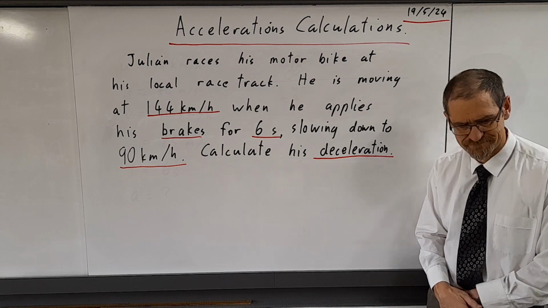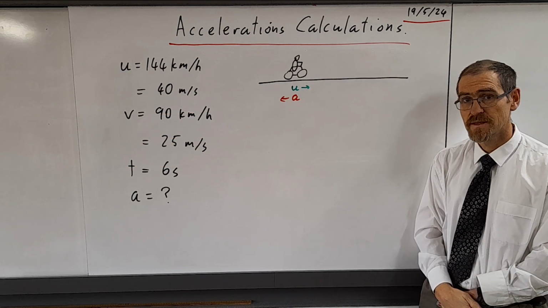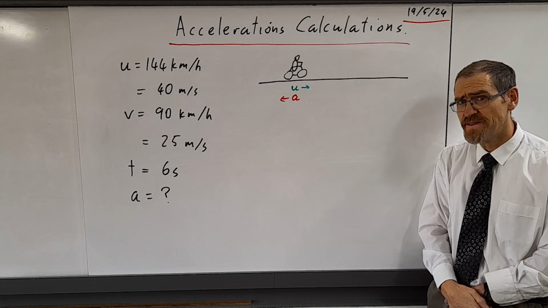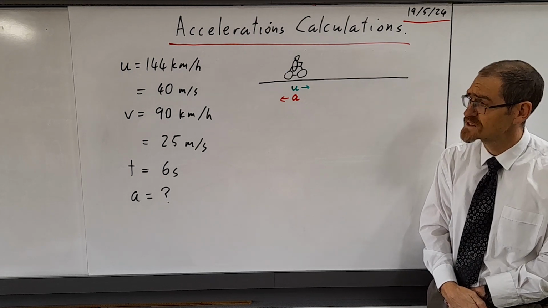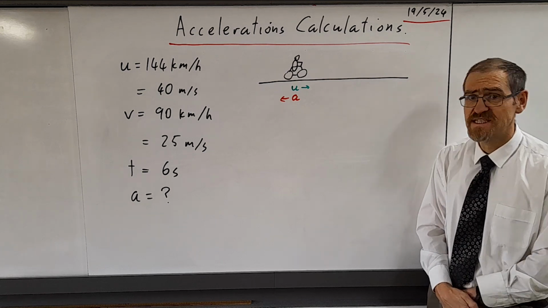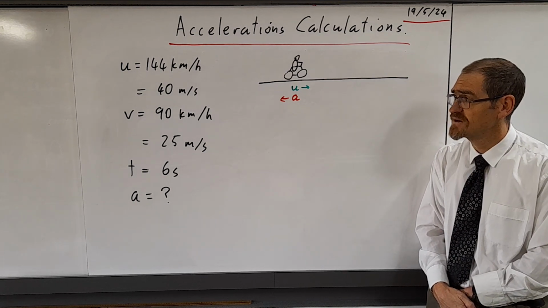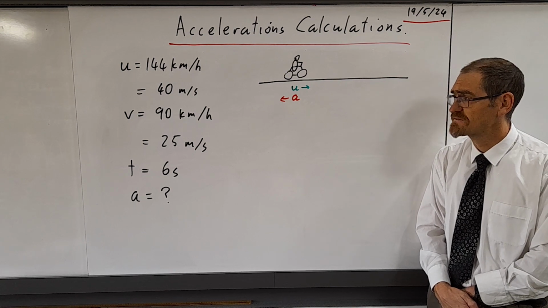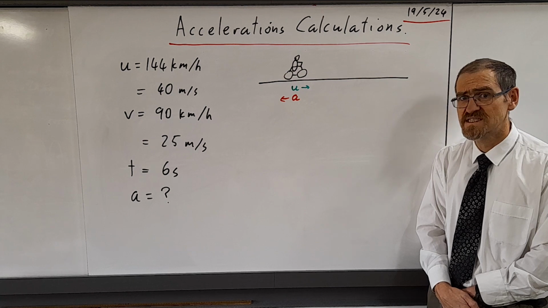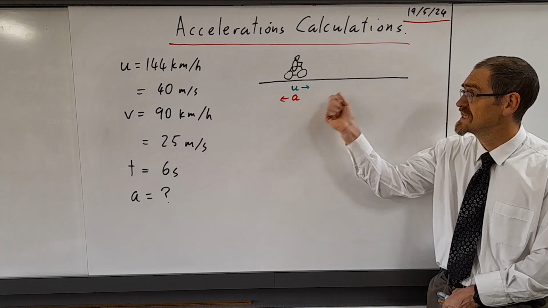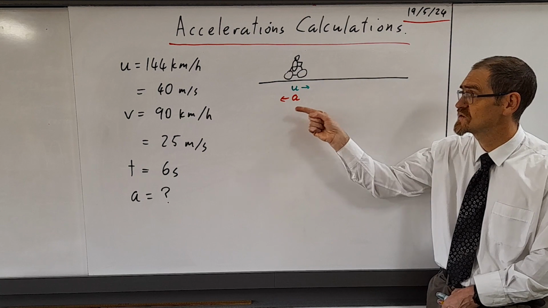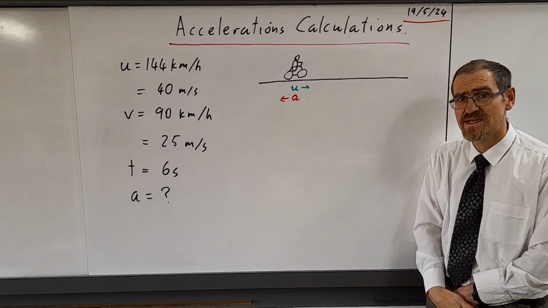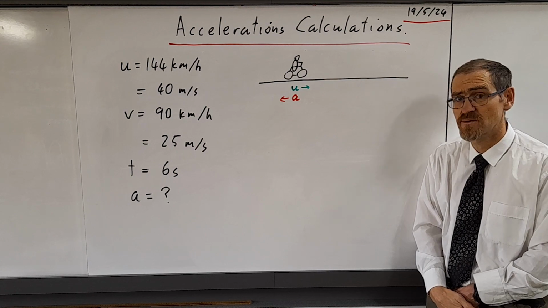Let's list our givens. So we've got our givens. Julian's moving at 144 kilometers an hour. We divide that by 3.6 to get 40 meters per second. Julian has a final velocity of 90 kilometers an hour. Divide that by 3.6 to get 25 meters per second. He applied his brake for 6 seconds. We want to know what his acceleration is. We know his initial velocity is to the right, his acceleration is to the left. If we say that to the right is positive, to the left is negative, that indicates to us that his acceleration is negative. He is slowing down.